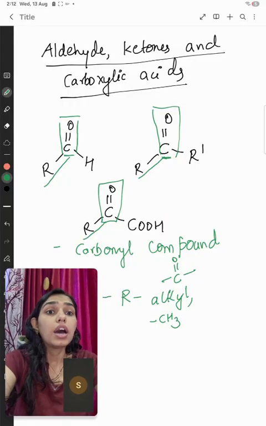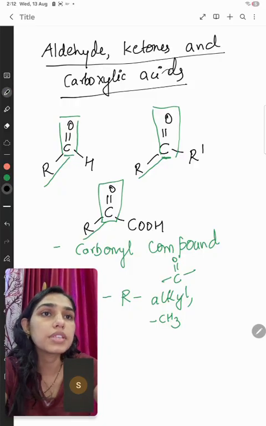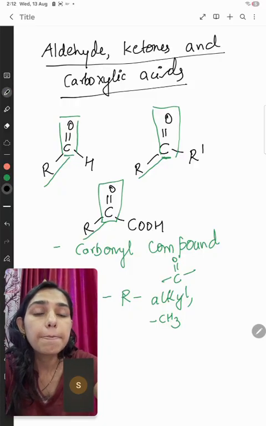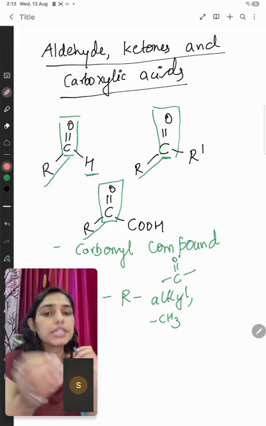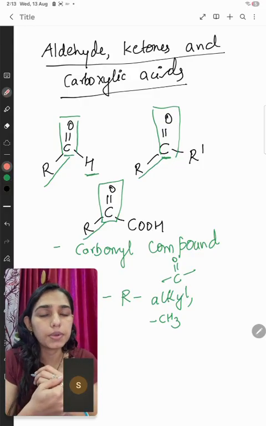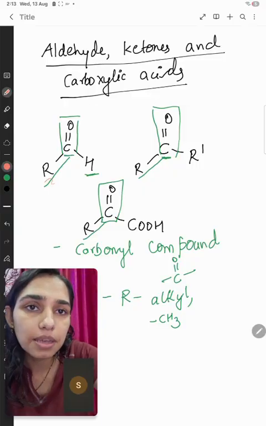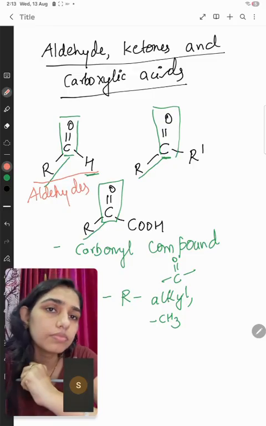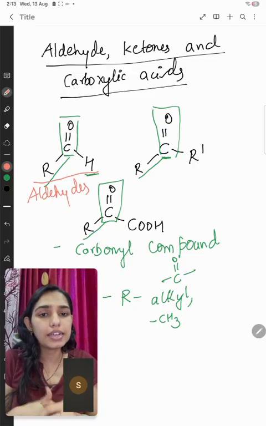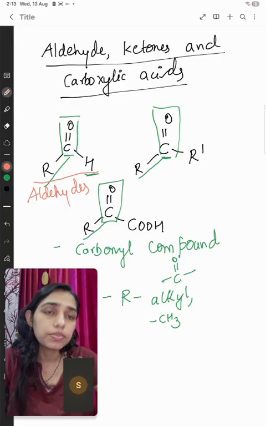Now comes the difference. We will differentiate between aldehyde, ketones and carboxylic acid by the fourth group, what is present at the fourth valency of the carbon. So whenever H is present as the fourth valency, that is compound number 1, these are called aldehydes. So in aldehyde, the fourth position of carbon is being satisfied by hydrogen.